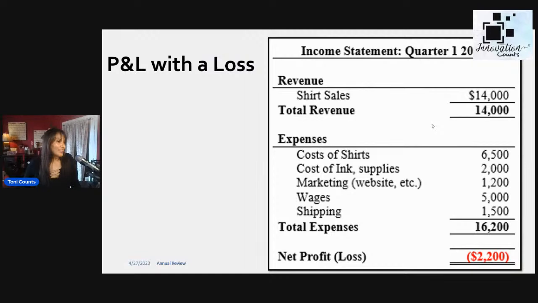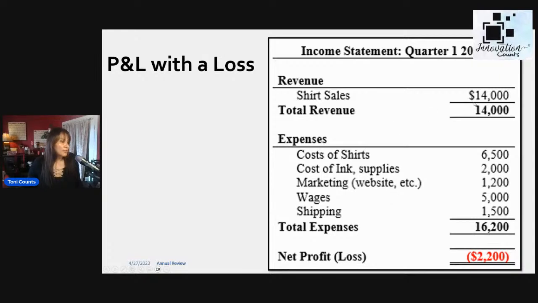So this one is Q1 2013. This looks like a company that sells t-shirts or something. So we've got shirt sales of 14,000. Now this P&L looks a little different because if I were doing the bookkeeping, I would have put these items here under cost of goods sold because they were shirts that were bought and ink to make the shirts. So technically they are cost of goods sold. But in this particular statement, they just grouped up all their expenses together.